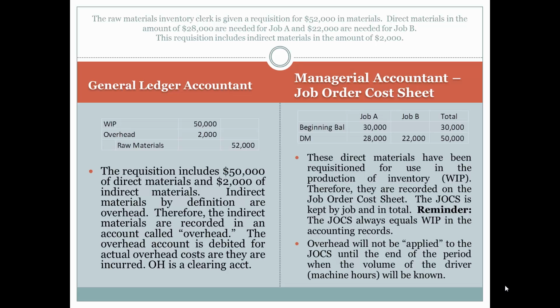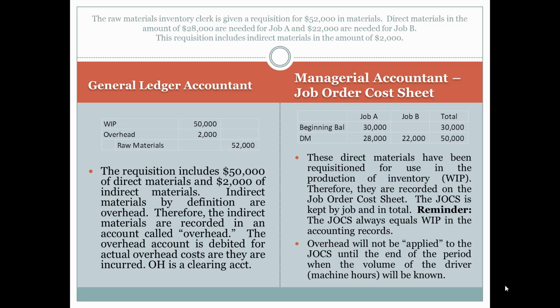Indirect materials by definition are overhead. Therefore, the indirect materials are recorded in an account called overhead. The overhead account is debited for the actual overhead costs as they are incurred. Overhead is a clearing account, so we will be recording both actual costs in overhead as well as applied costs in overhead. All of the actual costs, which this journal entry represents, are debited in the overhead clearing account.